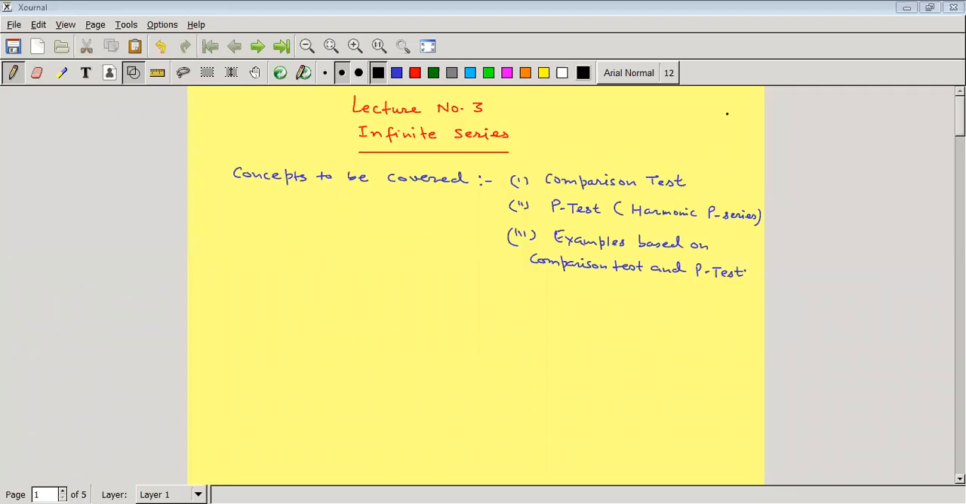Hi, this is lecture number 3 on infinite series. Concepts to be covered in this lecture are the comparison test, the p-test, which we also call the harmonic p-series, and then examples based on the comparison test and p-test. So we start our discussion with the comparison test.